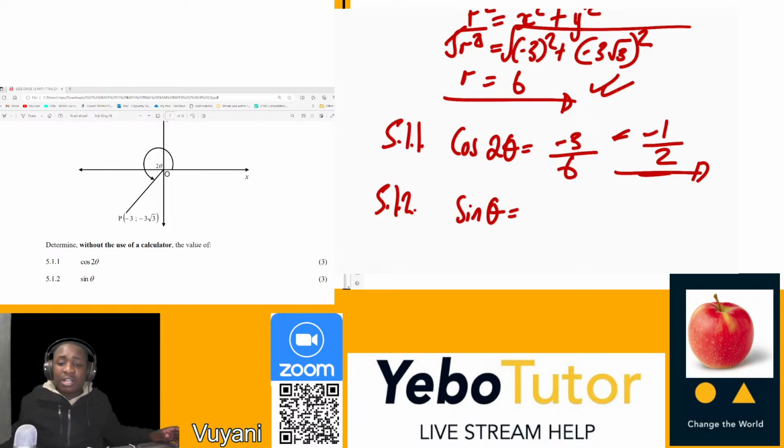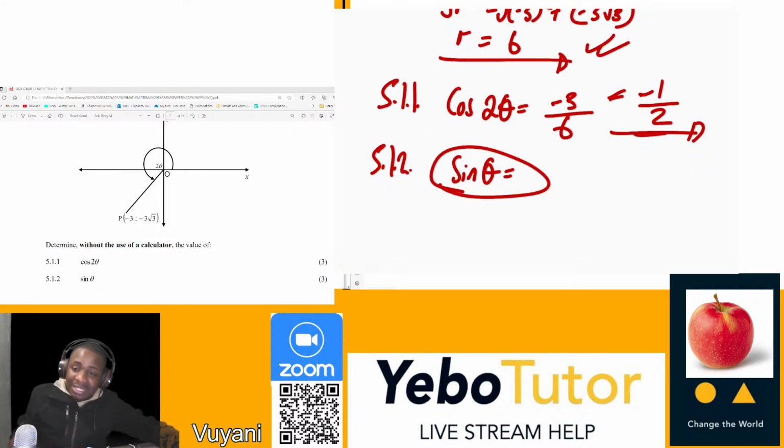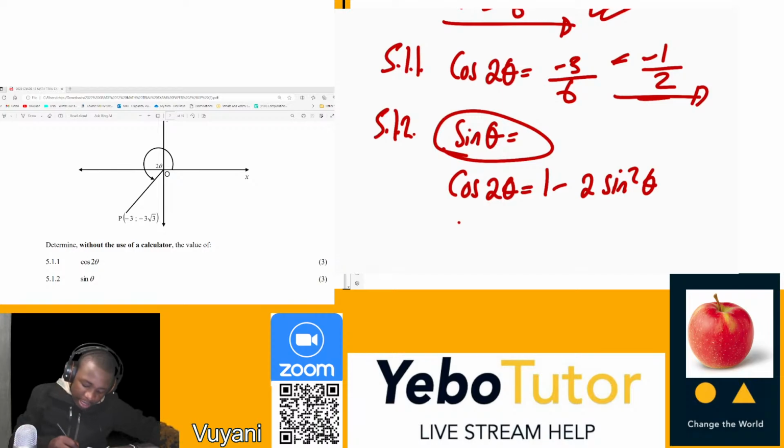But now the problem is, look at the concept that we are given: we are given the angle which is equal to 2 theta. So what is the relationship between sine theta and cos theta? We know that cos of 2 theta can also be equal to 1 minus 2 sine squared of theta. So from that point we can make 2 sine squared of theta equal to 1 minus cos 2 theta.